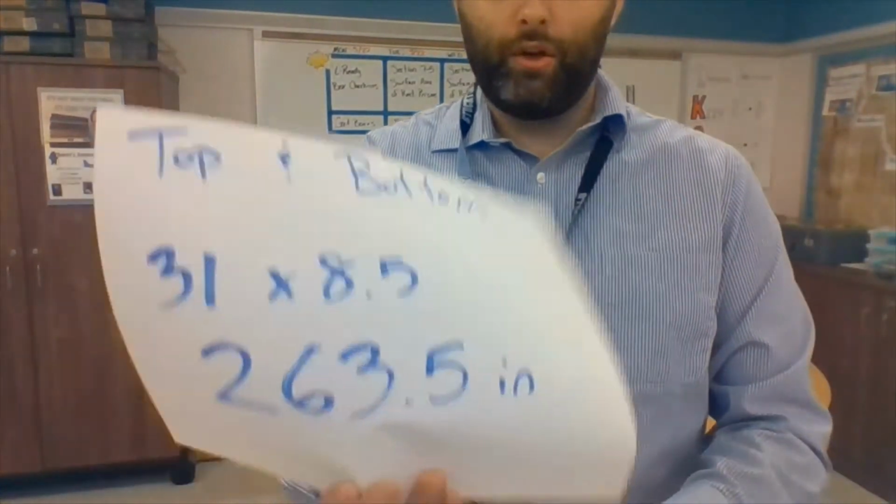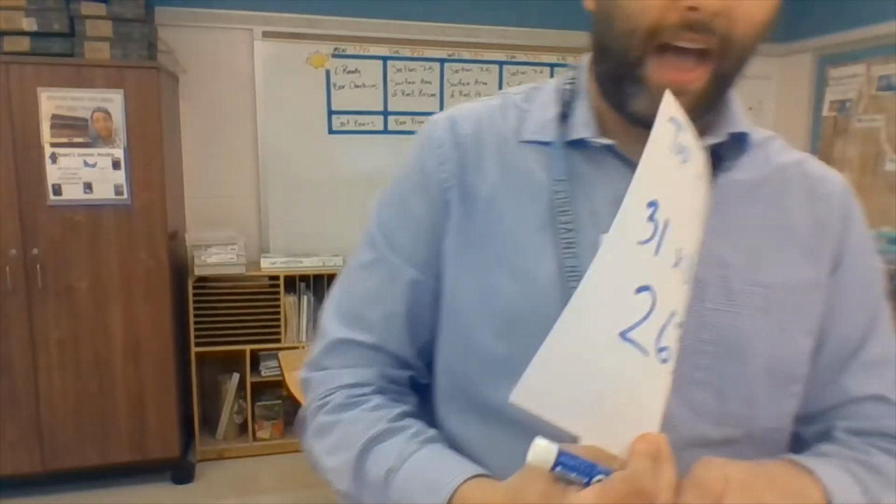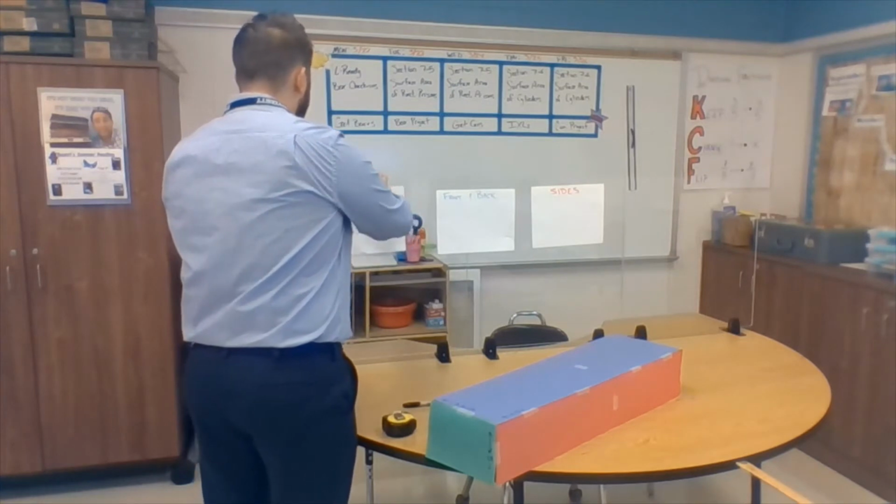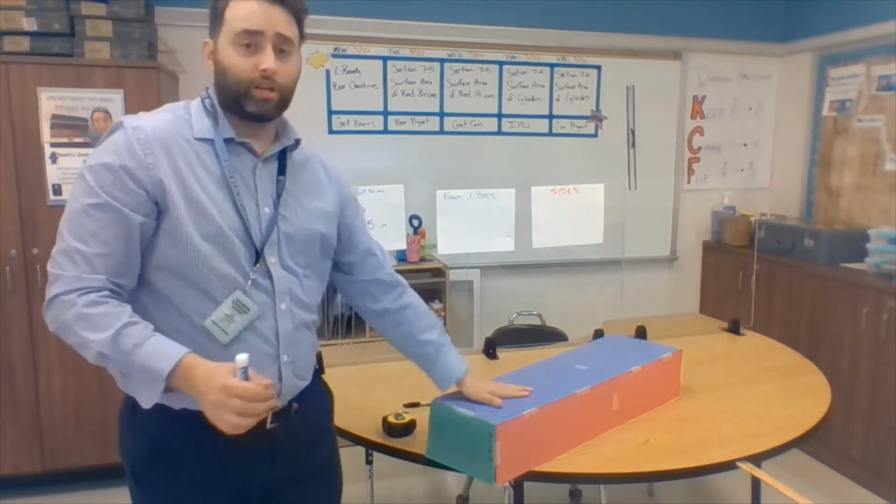I've got 31. Sorry if you have a terrible angle. 31 times 8.5. That's what I'm going to do. 31 times 8.5. And yes, as always, I'm using my calculator. So 31 times 8.5 gives me a total of 263.5 inches. That is for my top and my bottom. Not together, that's just for one of them. That is just for the top.